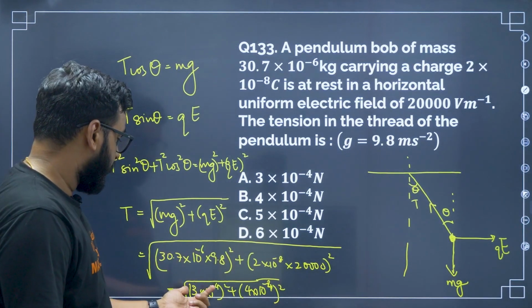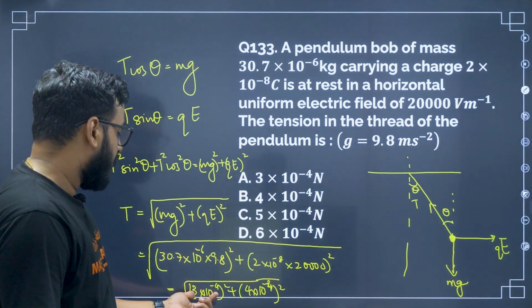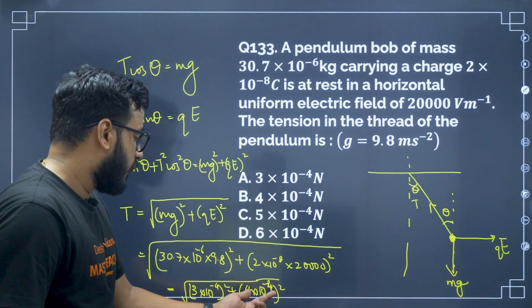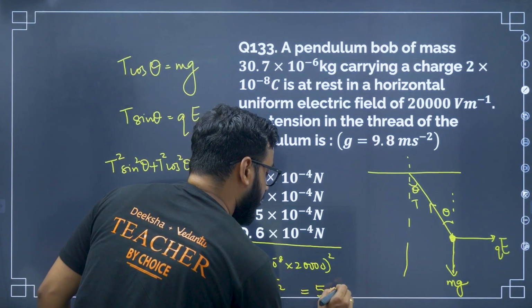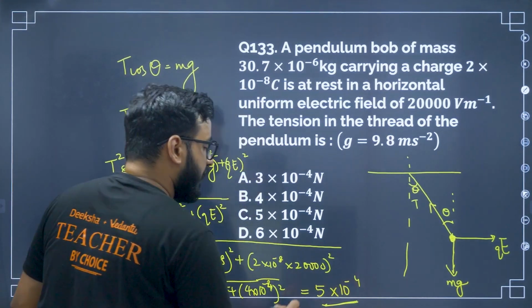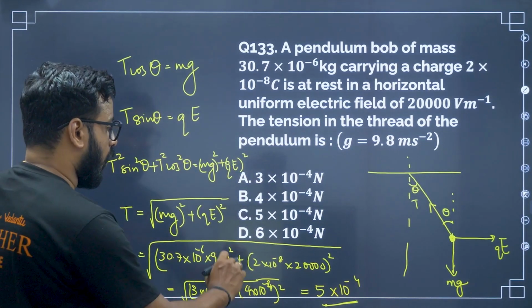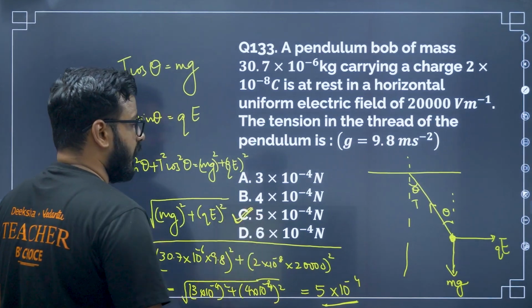It is root of (3 into 10 to the power minus 4) whole square plus (4 into 10 to the power minus 4) whole square. This will ultimately come to a Pythagorean triplet, being a Pythagorean triplet, 5 into 10 to the power minus 4. Option C is the correct answer.